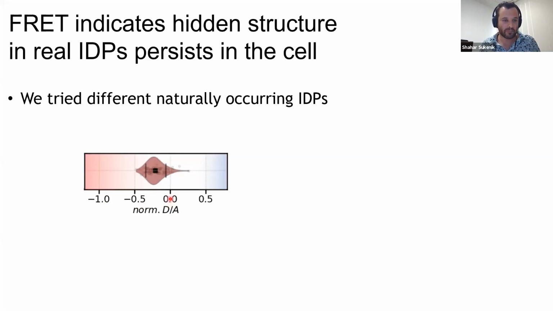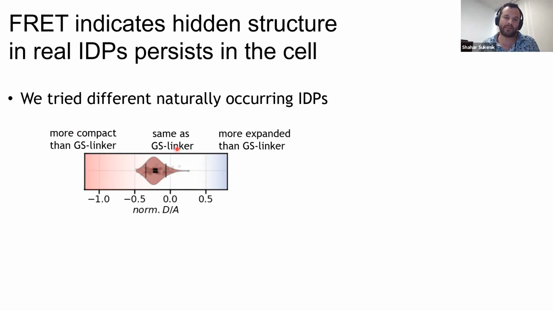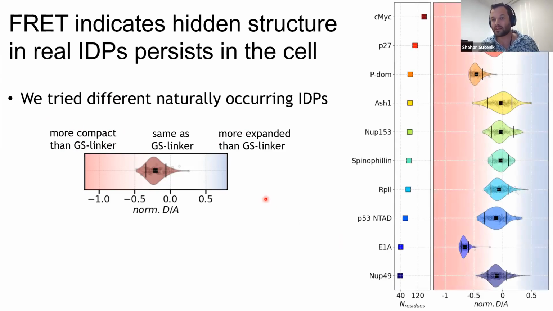And then again, the D over A, the FRET signal is normalized to the GS linker of the equivalent length, so that when it's 0, it's the same as a GS linker. When it's negative, it's more compact. When it's positive, it's more expanded. And so this is the picture we see for a few different disordered proteins that we tried out. Over here on the left-hand panel is just the length of that protein, right? So it's arranged by length, the shortest one at the bottom, the longest one at the top. And you can see that it's very much length independent.